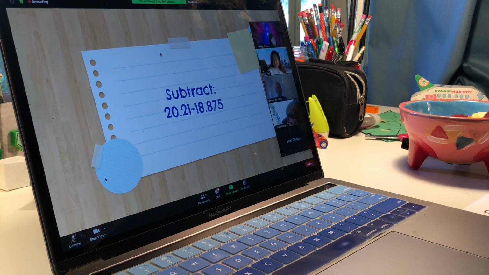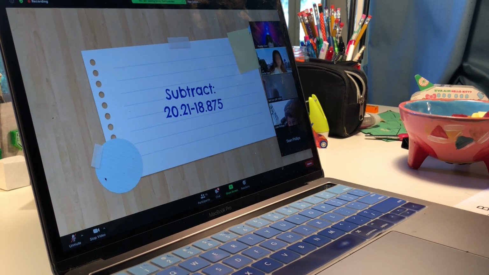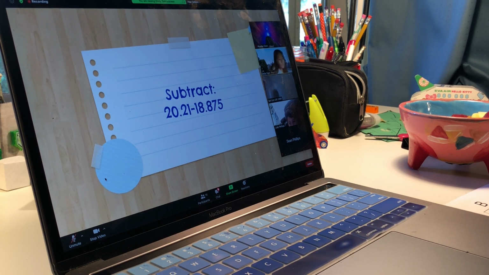Alright, is it this one maybe? Subtract 20.21 minus 18.875. No, it's not. No. 48. That's what you got for this one? Oh, did we already get it for the one? Oh, did we have an answer of 48? No. No, we have not.